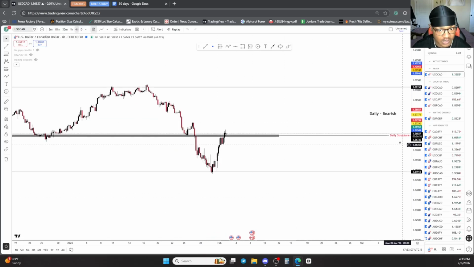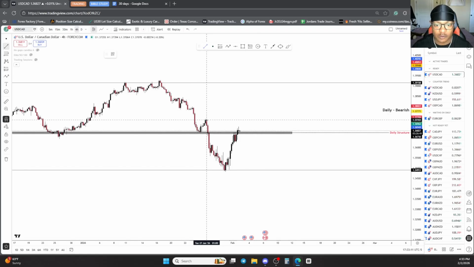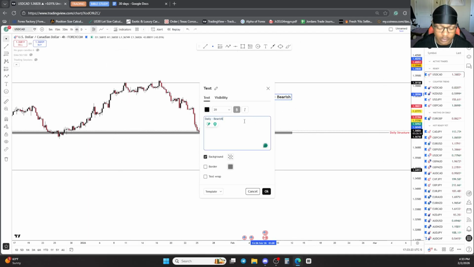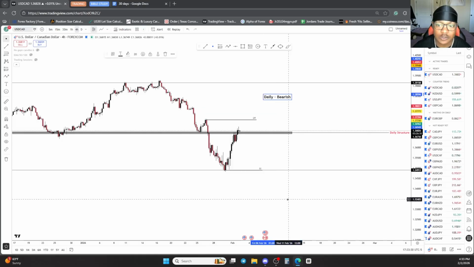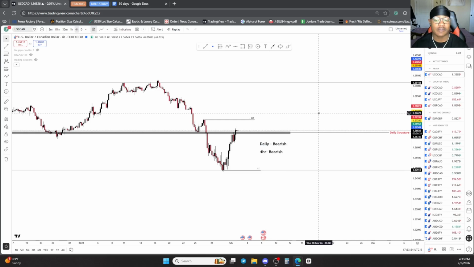4-hour time frame, same thing. I see that the 4-hour time frame is bearish as well. I have that lower high being here, and I have my lower low being here. I'll mark it off too so y'all can see. So boom, we have now the 4-hour time frame that is bearish. So off rip, what can I see? I see that I have my daily and my 4-hour time frame that is bearish.